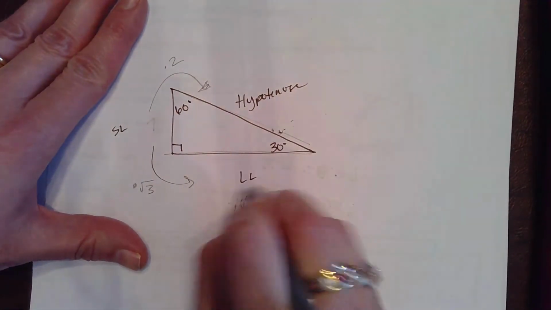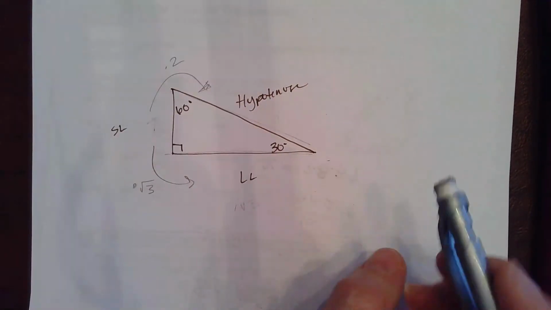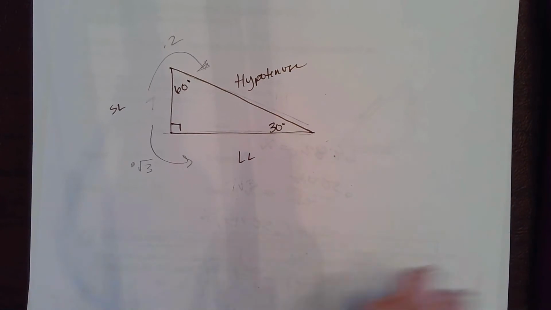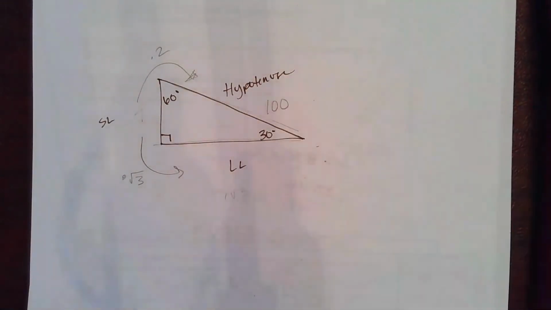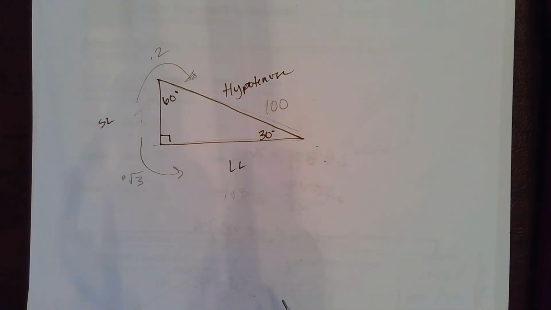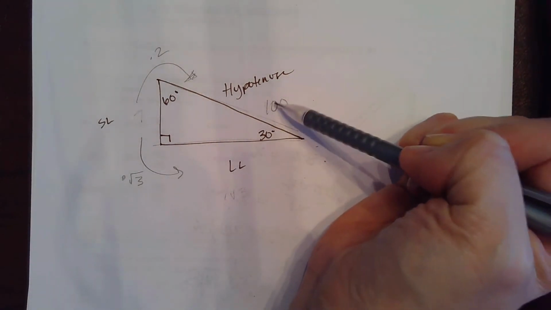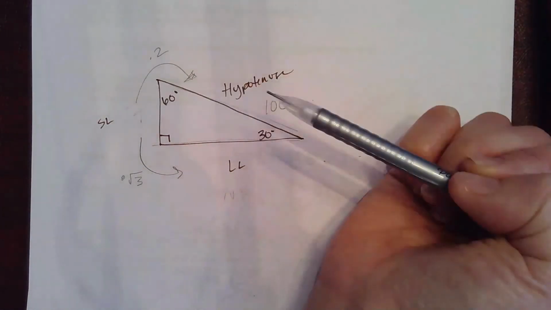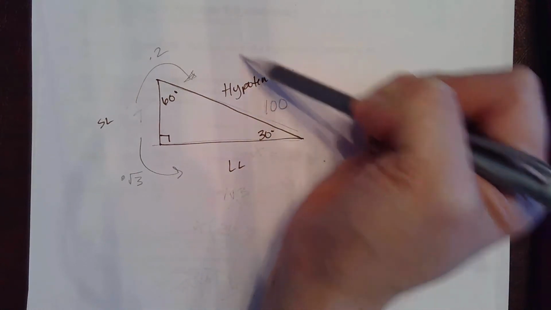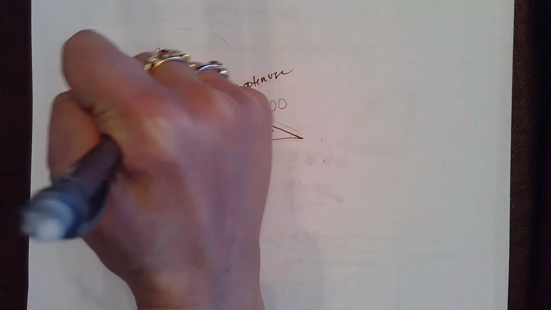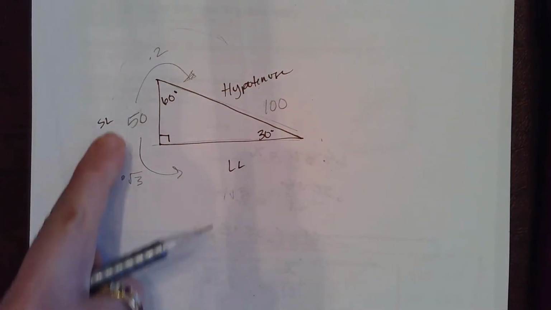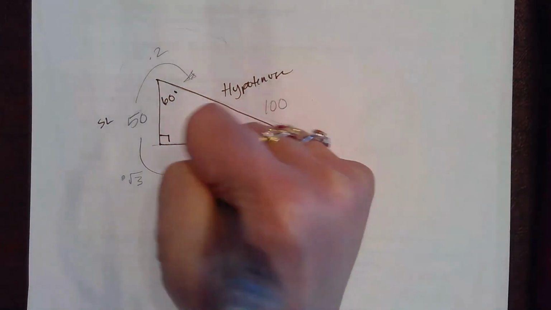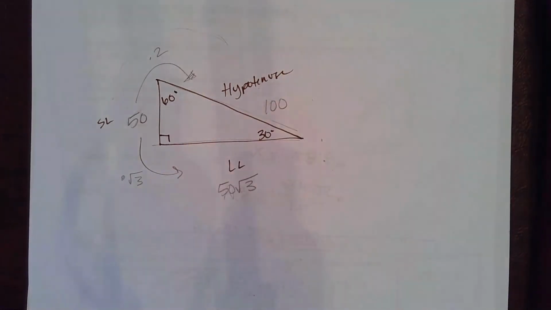And now I'm going to give you something else. What if I give you that this is 100? So the hypotenuse is 100, and I ask you to find the other two legs of the triangle. Since you're given the hypotenuse, you're going to use a relationship that you know with the hypotenuse. The only one you really know is the relationship to the short leg. So from hypotenuse back to short leg, going the opposite direction, we divide by 2. So this is 50. From short leg to long leg, we multiply by root 3. So we get 50 root 3.